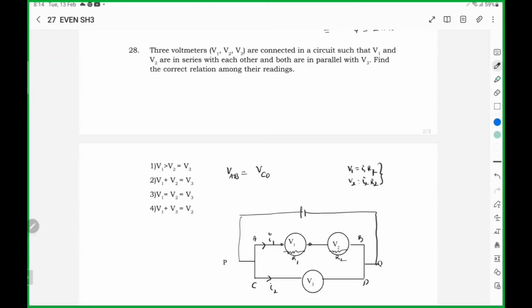So across AB, that is V1 plus V2, which is equal to V3.